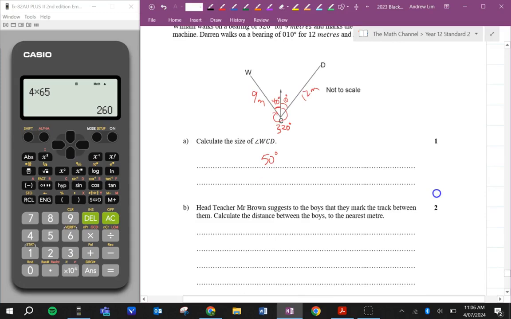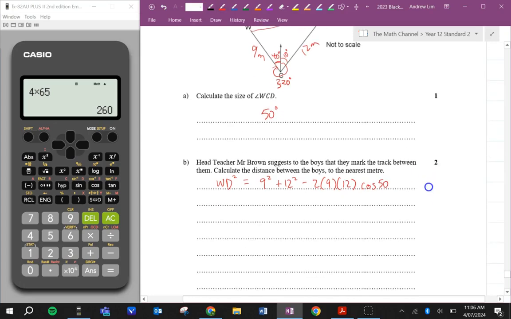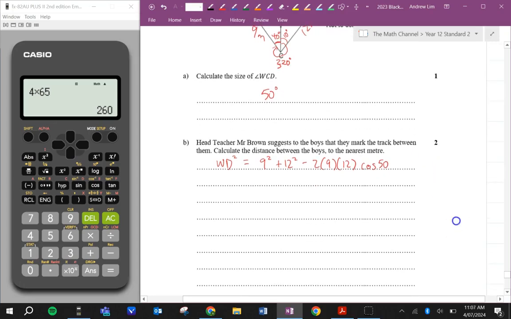Head teacher Mr. Brown suggested to the boys that they mark the track between them. Calculate the distance between the boys to the nearest meter. So we want to work out WD. Here we've got 3 sides and 1 angle, so we're using the cosine rule. WD squared is equal to 9 squared plus 12 squared minus 2 times 9 times 12 times cosine of 50. It's a squared plus b squared minus 2ab cosine C.